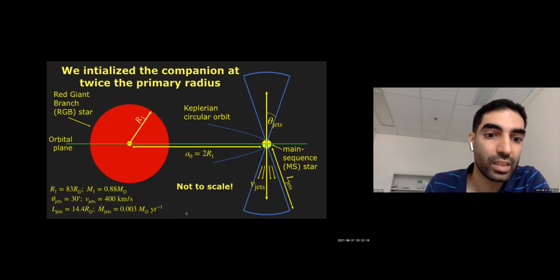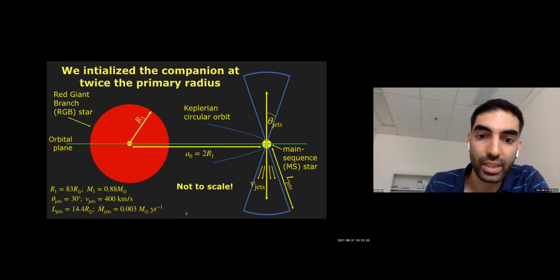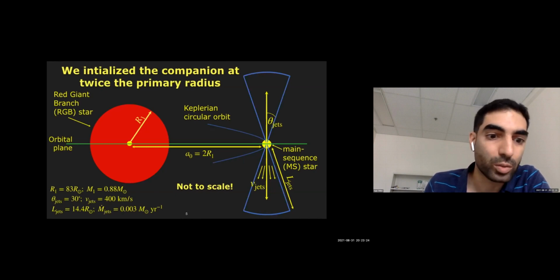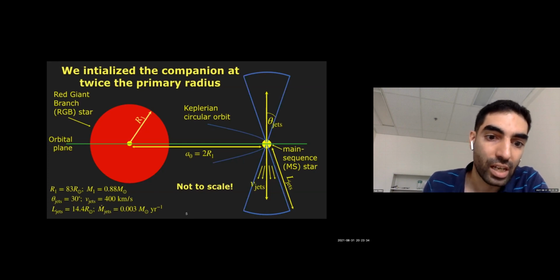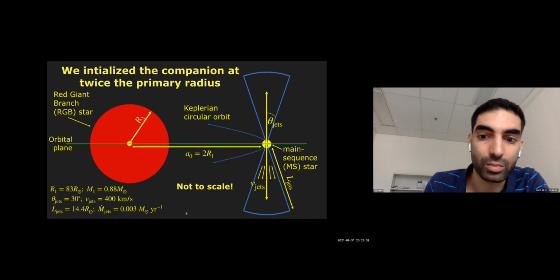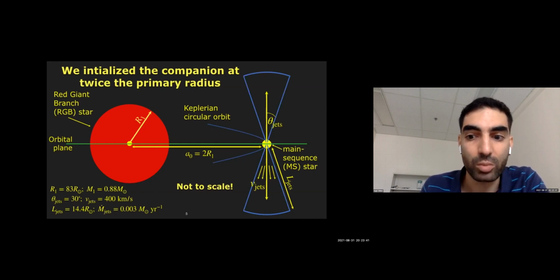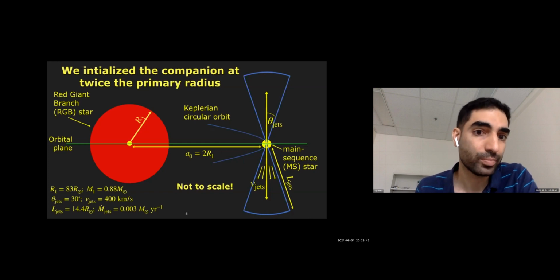In the simulation with jets, we set the jet as we did in the previous study. We injected jets in 2 opposing cones centered around the companion along the axis that is perpendicular to the orbital plane. The 2 cones have an opening angle of 30 degrees and a length of 40.4 solar radii. The jet velocity is 400 kilometers per second, and the mass rate in which we inject the jet is 0.003 solar mass per year. These jet properties remain constant throughout the simulation time.